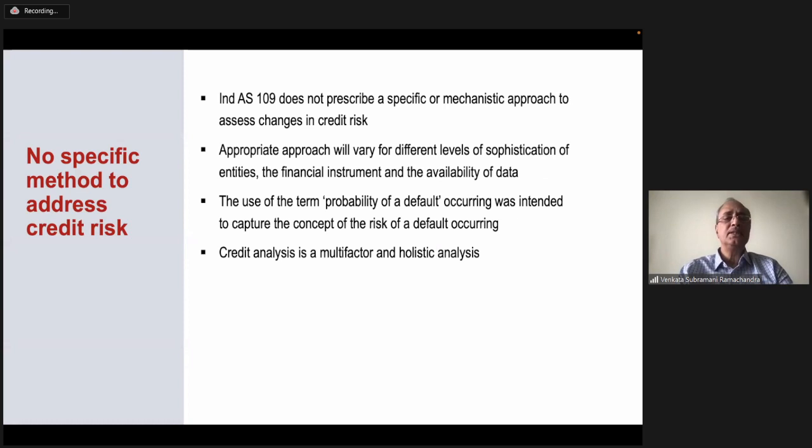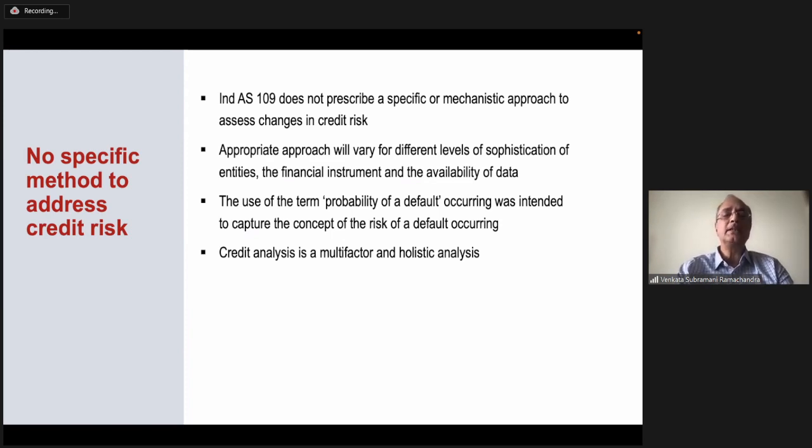The second one is there is no specific method. As I explained to you earlier, Ind AS 109 does not prescribe a specific or mechanistic approach to assess the changes in the credit risk. So the appropriate approach will vary for different levels of sophistication of the entities. That means depending upon the type of data or availability, depending upon the level of data and the reliability of the data that is available, you will have to tweak the approach.